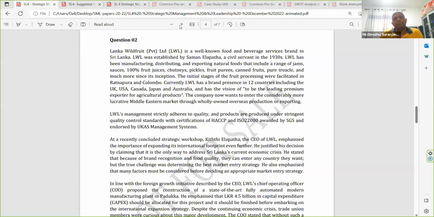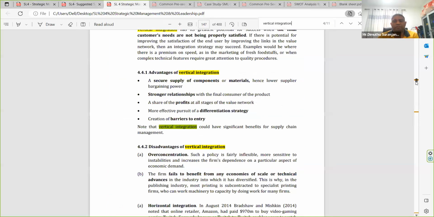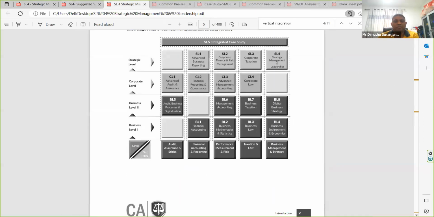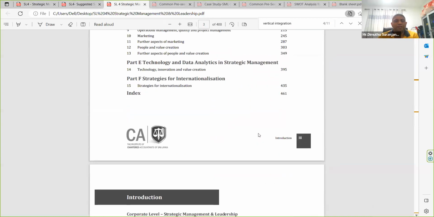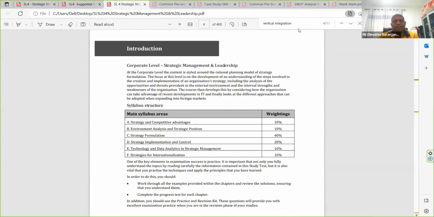Internationalization. See, these are little things you have to be careful about. If you go to the syllabus weightages, internationalization has 10%. Chapter number 15 is allocated for that. So the examiner must test a question from this area. He doesn't have any options. He must test a question from chapter number 15.